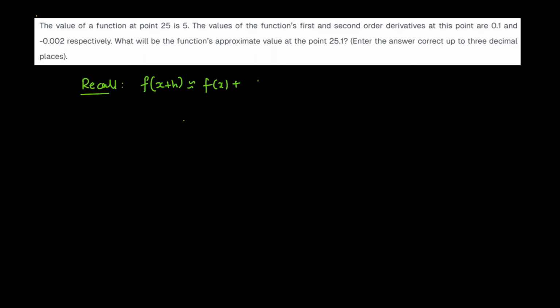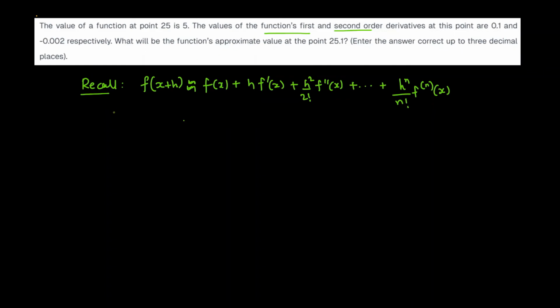f(x) plus h times f prime of x plus h squared by 2 factorial times f double prime of x, and so on till h to the power n by n factorial times f^(n)(x). So f^(n)(x) denotes the nth derivative of f, right? Again, this is an approximation, right? So here we have values of the function's first derivative and second derivative. So we will do a second order approximation, right?